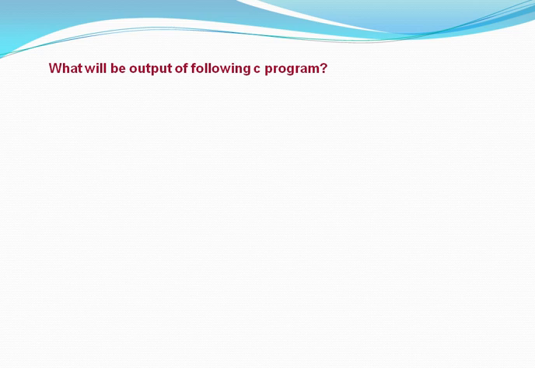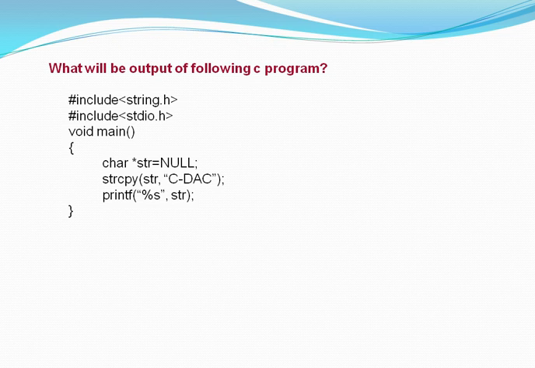What will be the output of the following C program? We have declared one character pointer str = NULL. If you want to copy with strcpy NULL with cdec, it will print undetermined values as NULL. So what is the output? NULL. strcpy is the inbuilt function which can copy one string into another string. Here we have the string as NULL, so you can't copy another string to NULL. So the result is NULL.